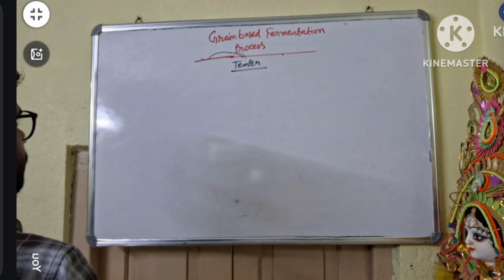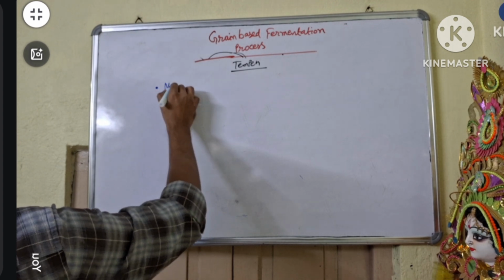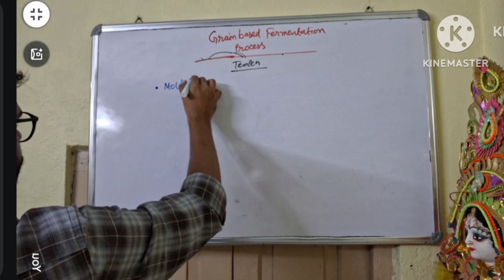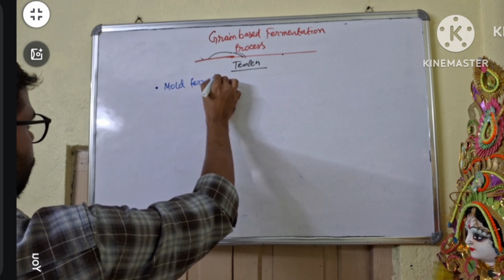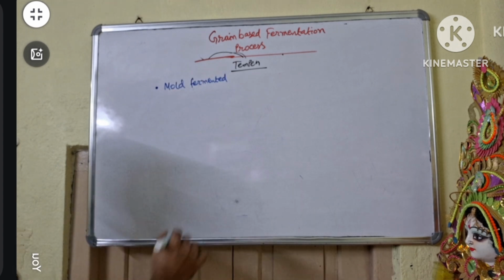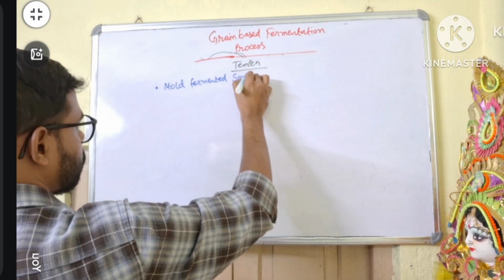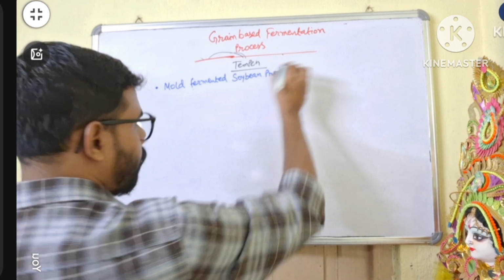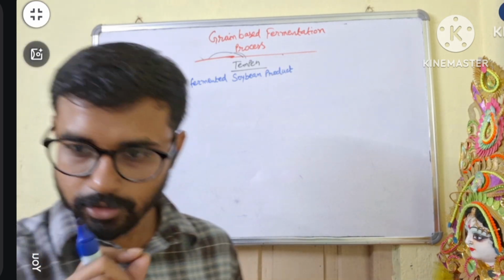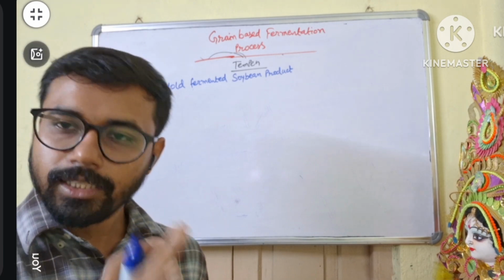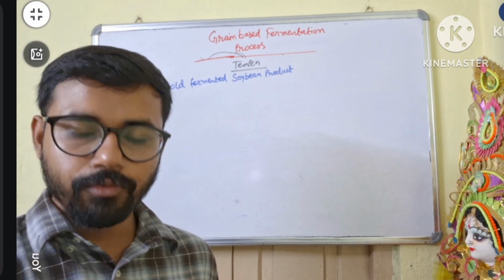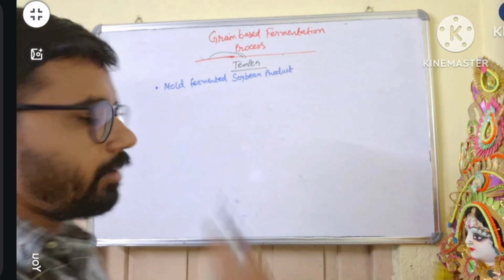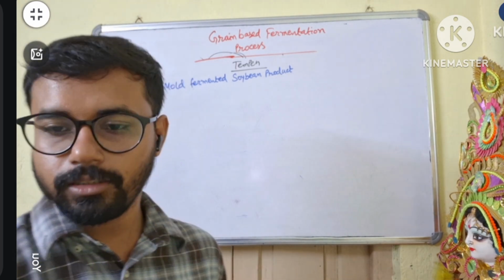Tempeh is mold fermented, not bacteria or yeast. It is a mold fermented soybean product, like tofu. Tofu is soft, but tempeh is crunchy, solid. The texture is similar, but tofu is soft, like paneer, whereas tempeh is slightly solid and crunchy.